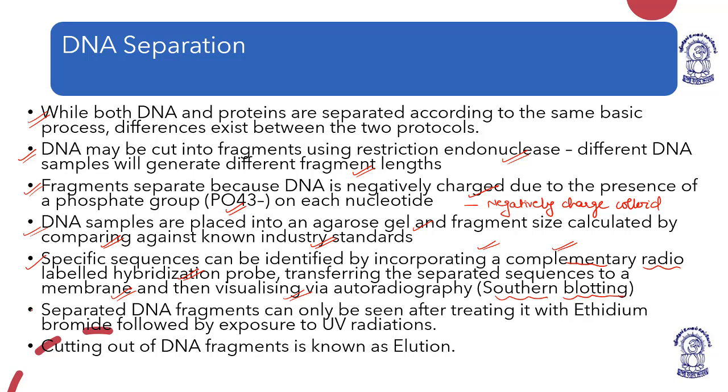Separated DNA fragments can only be seen either after radio labeling them, or by treating them with ethidium bromide, followed by exposure to UV radiation. So the DNA fragments, after getting separated, are treated with ethidium bromide followed by exposure to UV radiation. Because of UV radiation, they give bright orange colored bands.